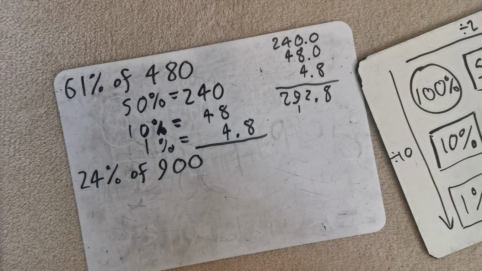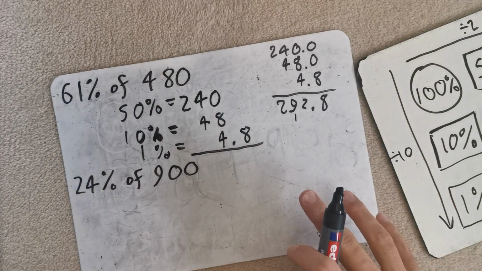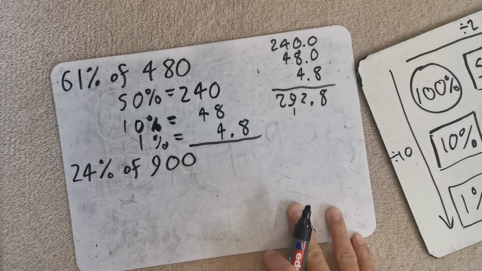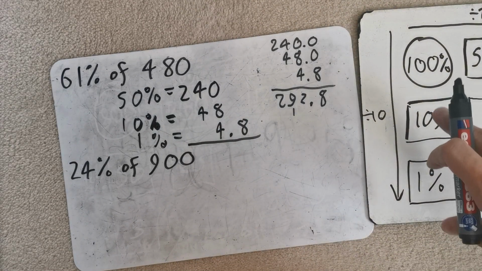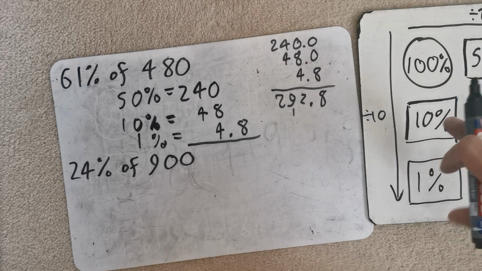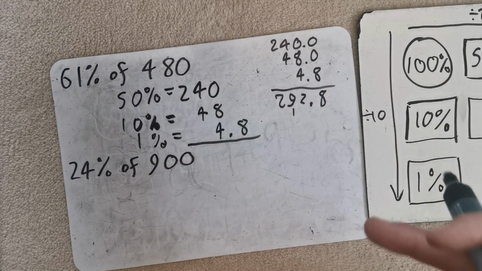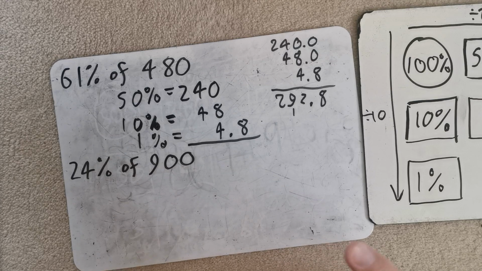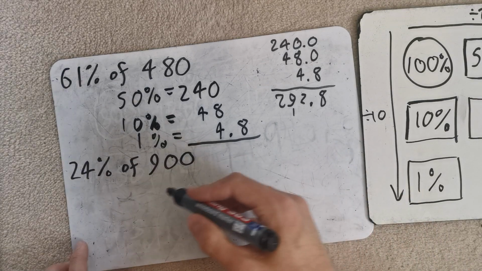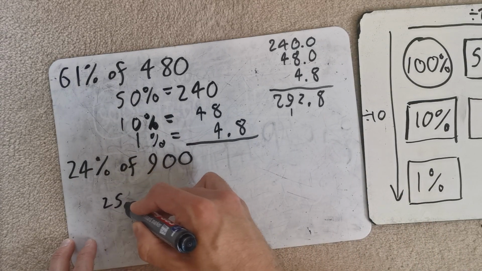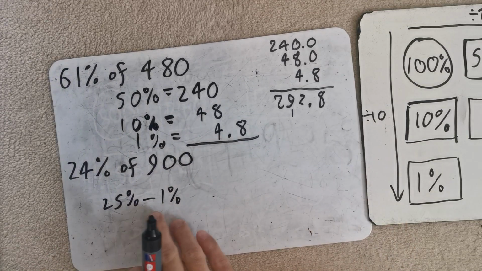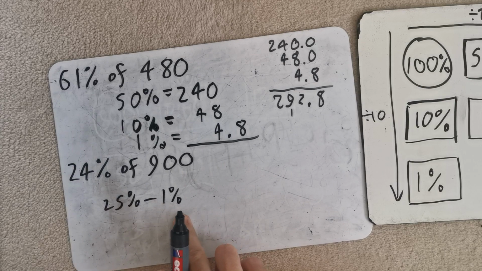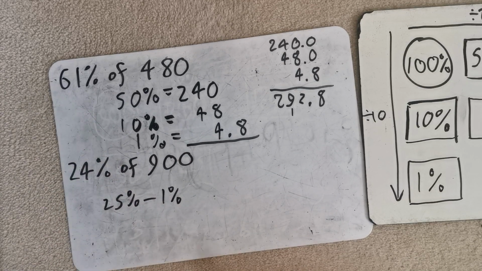Okay, next one. Right, so again, there are a couple of different ways you could do 24%. Some of you might do 10%, add another 10%, add 4 lots of 1%. Perfectly fine way of doing it. My own preference, though, is to do 25% and then take away 1%. Okay, you can use taking away, because 25 take away 1 would, of course, be 24%.